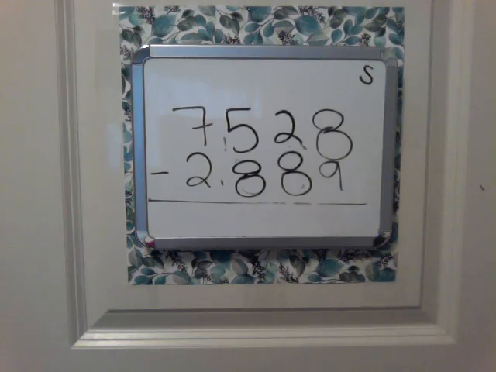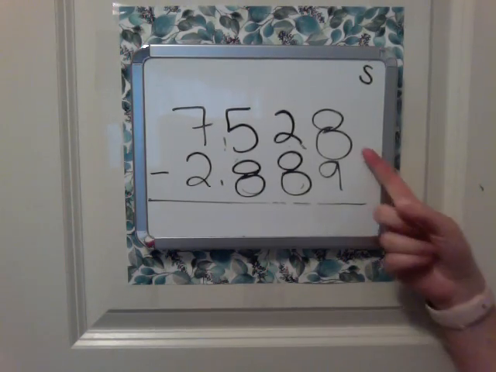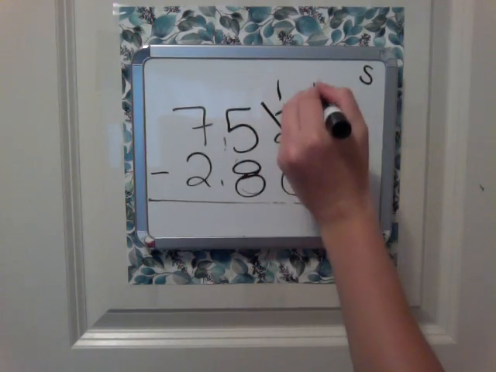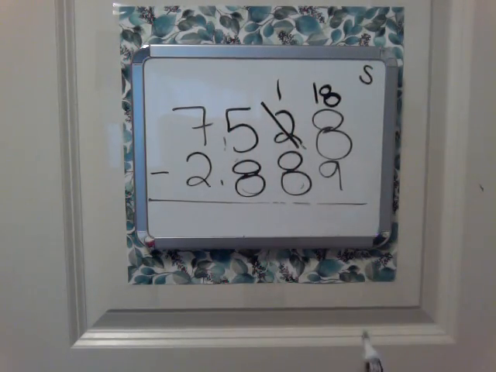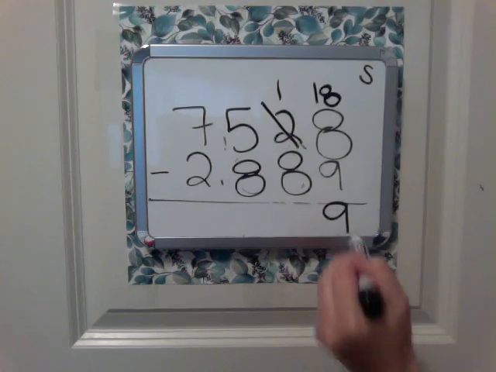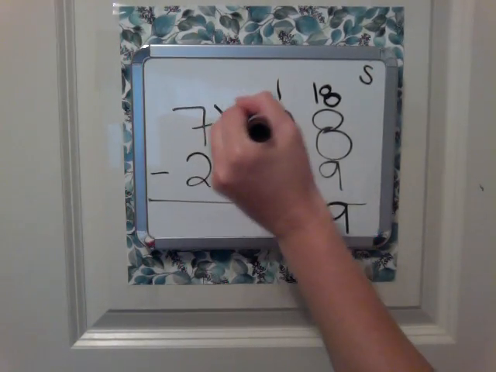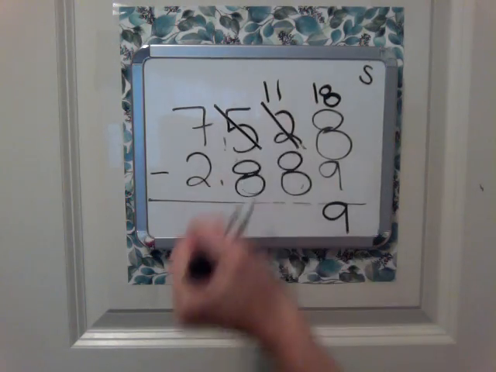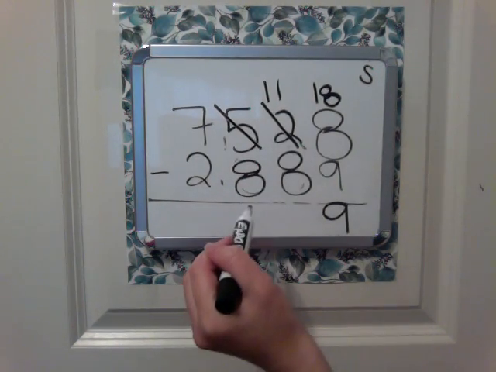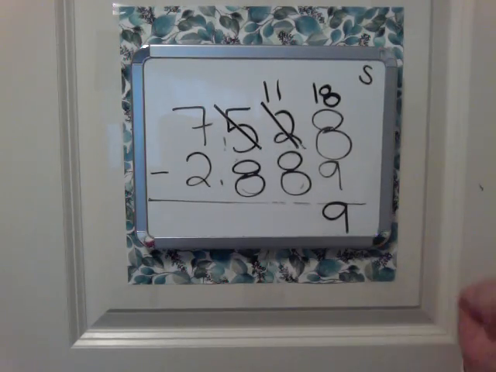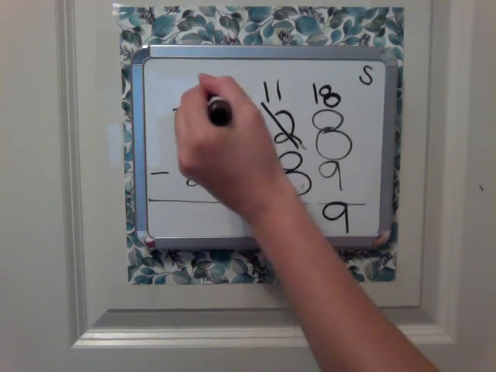Okay, so we'll start in the ones place. We cannot do 8 minus 9 because 8 is smaller than 9. So we have to regroup from the tens place. We now have 1 ten and 18 ones. 18 minus 9 is 9. 1 minus 8 we're unable to do, so we'll regroup, take 100. So we now have 10 hundreds plus the 1 that was there. We have 11 hundreds. Minus 8, count up, 8, 9, 10, 11, equals 3.